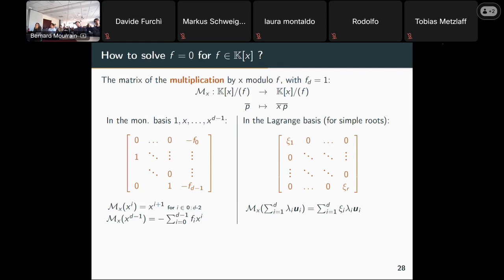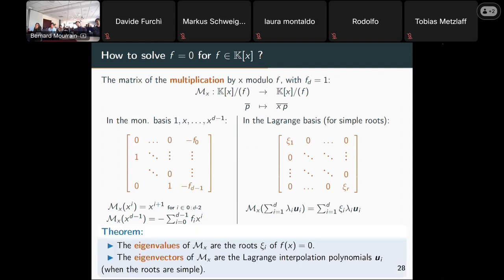So this shows that the eigenvalues of this operator, which is equivalent to this matrix, are the roots. There is this result saying that the eigenvalues of the multiplication by x are the roots ci. The eigenvectors are in fact the Lagrange interpolation polynomials, because it's the diagonal form when the roots are simple.